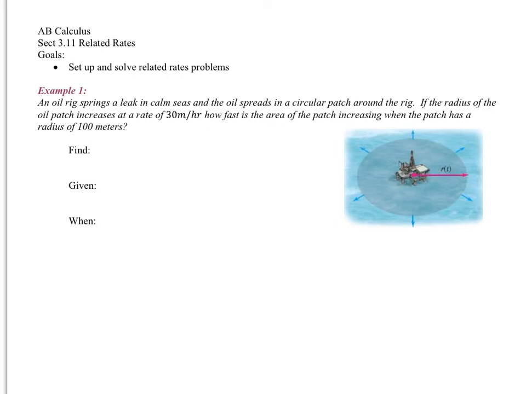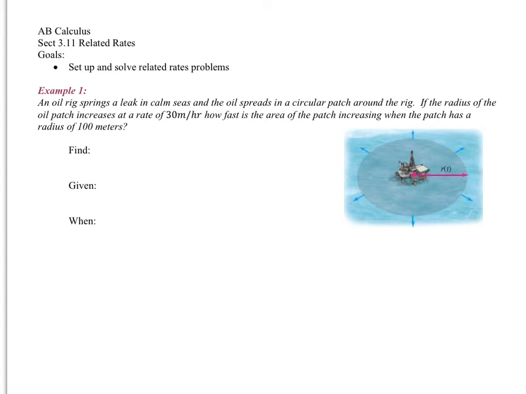Okay, here we are, 3.11, related rates. Set up and solve related rate problems. So example 1: an oil rig springs a leak in column C's and the oil spreads in a circular patch around the rig. If the radius of the oil patch increases at a rate of 30 meters per hour, how fast is the area of the patch increasing when the patch has a radius of 100 meters?